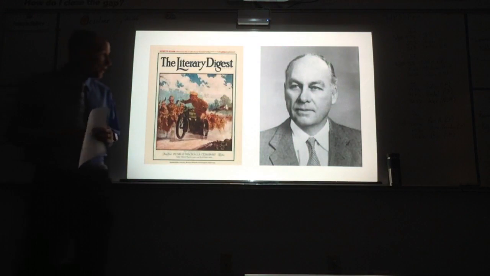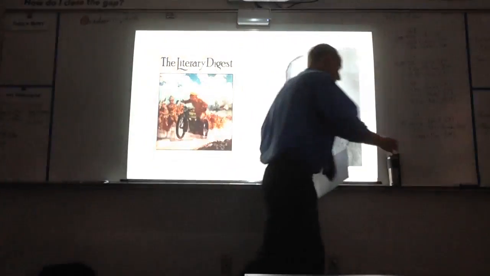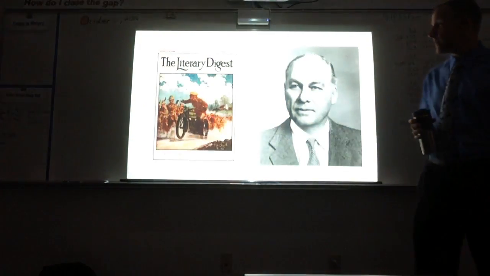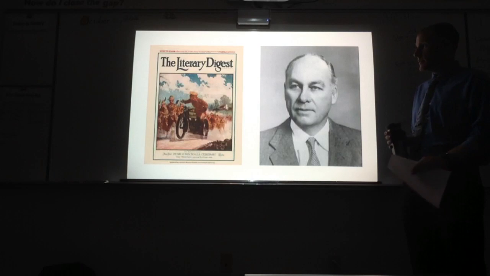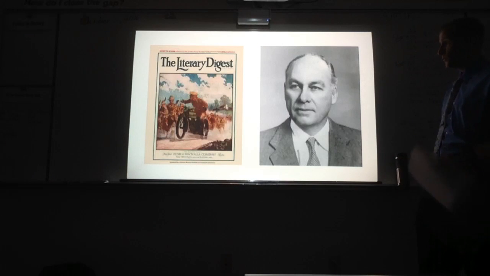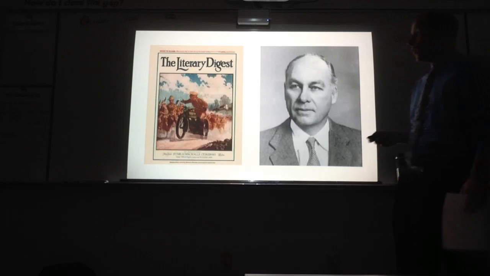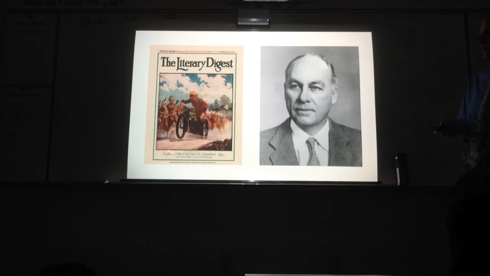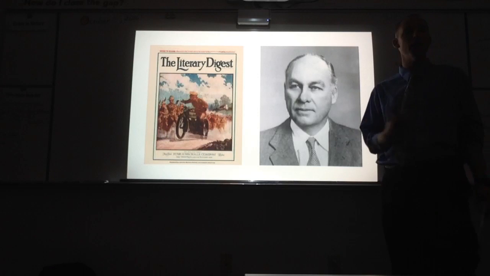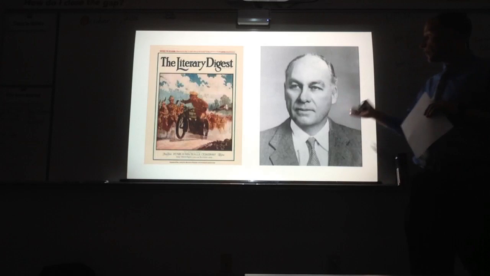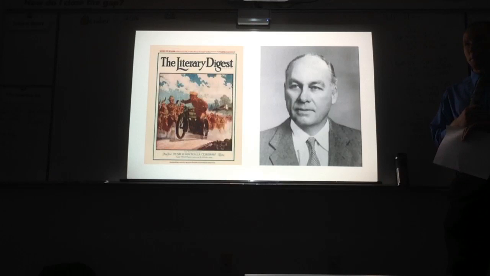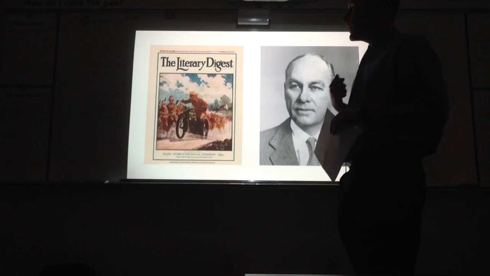Now, how we got to a modern opinion poll, a scientific poll, had to do with a rivalry between these two different groups. Well, one group and one person. On the left here is a magazine that was very popular in the early 1900s, Literary Digest. The guy on the right here is George Gallup. Gallup polls. Very good. Okay.